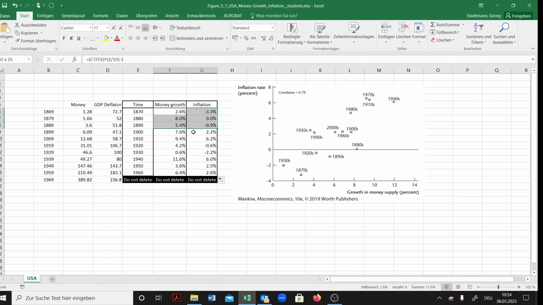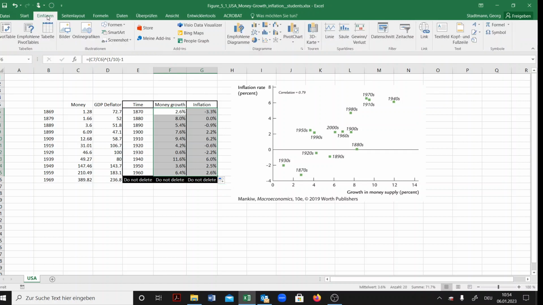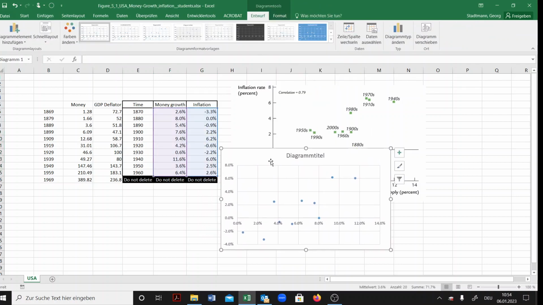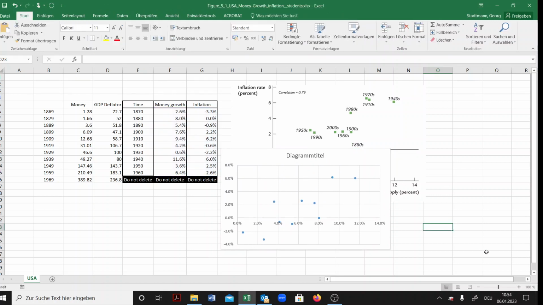Now I'm marking the area with all the data points, so the data points, not the labels. And then I say insert, einfügen. This diagram is called Punkt XY or XY scatter diagram. I'm taking the first one, that's very important, the first diagram, and then I'm creating this diagram.